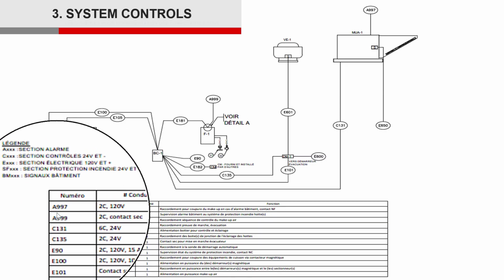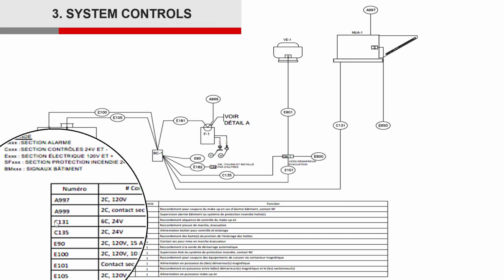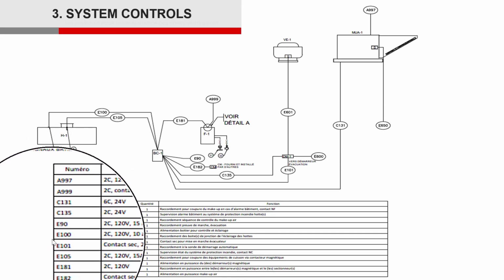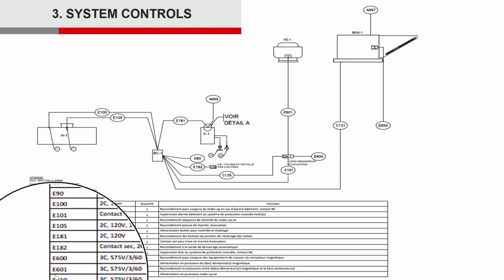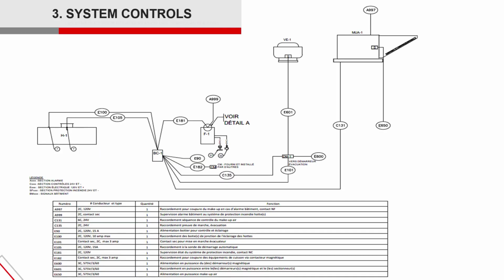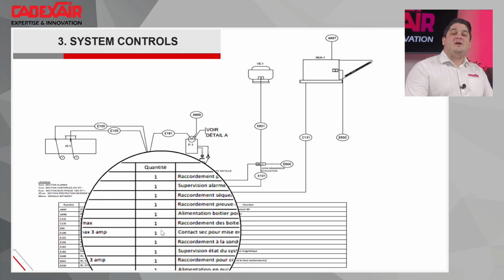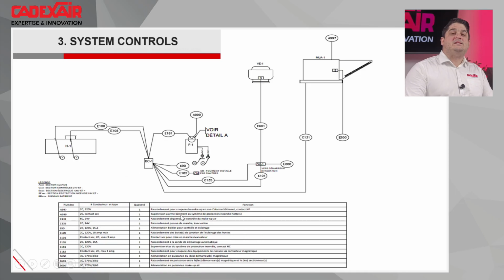So if it's an A wire, it's by the alarm. C wire, it's control 24 volt or less. E, it's electricity 120 volt or more, and we have BM, probably somewhere. No, it's not there, but if you have building management, we also have a special wiring diagram. And I know this one is in French, we didn't translate it, but we also explain each wire, what is the purpose of the wire, because it's fun to know what you are doing.